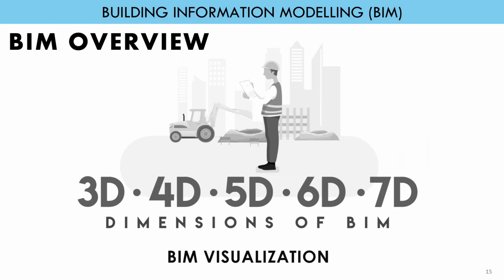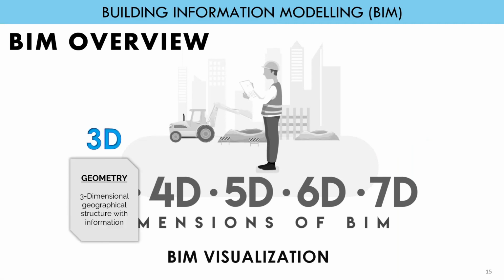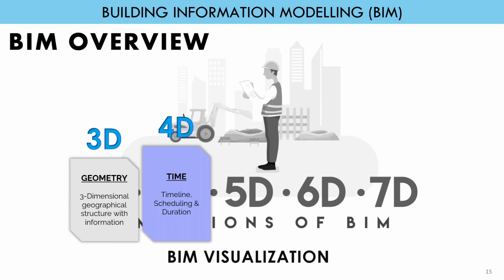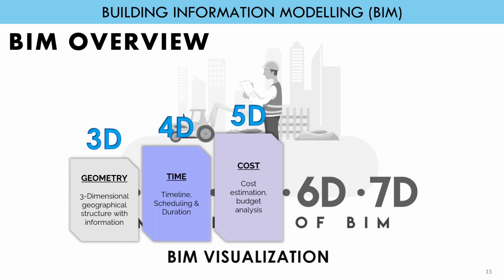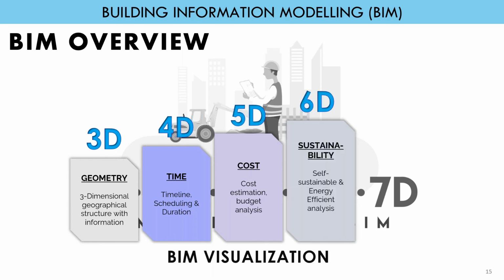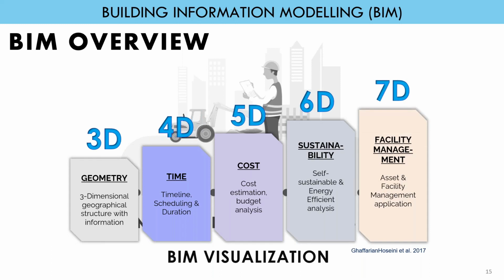Okay, the BIM visualization, I think all of us know, some of us know what 3D is. So when we talk about BIM, we will say what kind of BIM we want. So there is 3D, 4D. 4D is 3D plus timeline, scheduling, 5D with cost, 6D about sustainability, and 7D about BIM 3D with asset and facility management application.